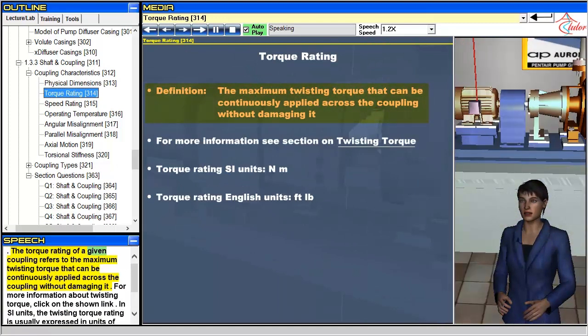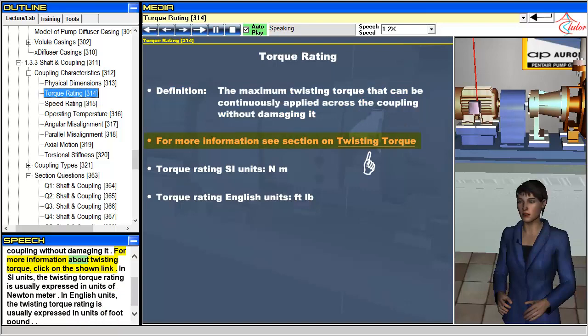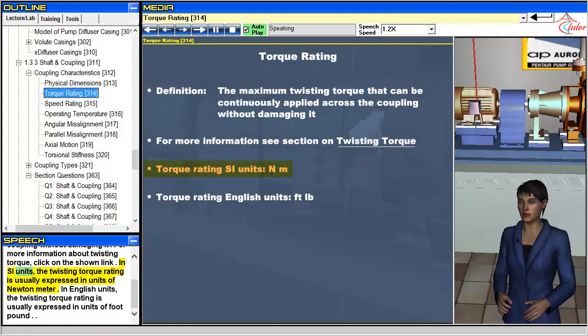The torque rating of a given coupling refers to the maximum twisting torque that can be continuously applied across the coupling without damaging it. For more information about twisting torque, click on the shown link. In SI units, the twisting torque rating is usually expressed in units of Newton meter. In English units, the twisting torque rating is usually expressed in units of foot-pound.